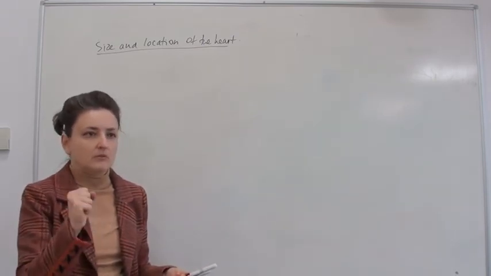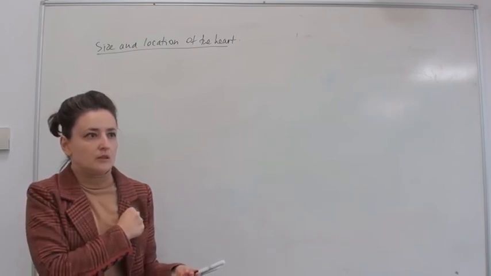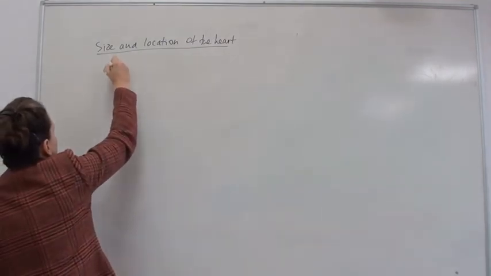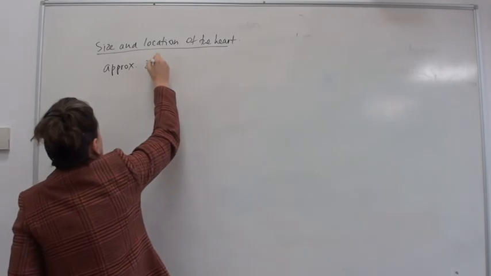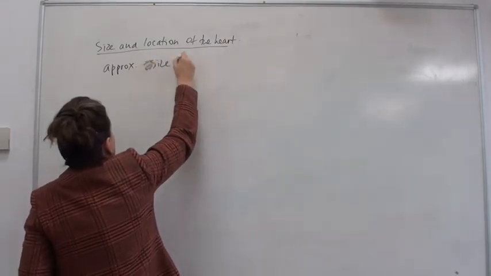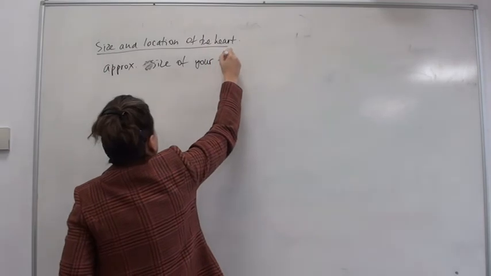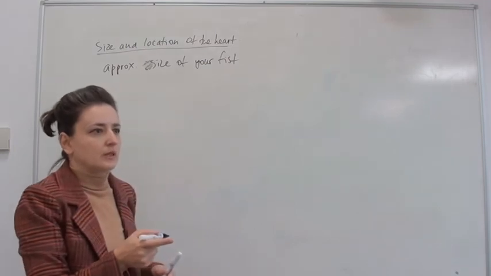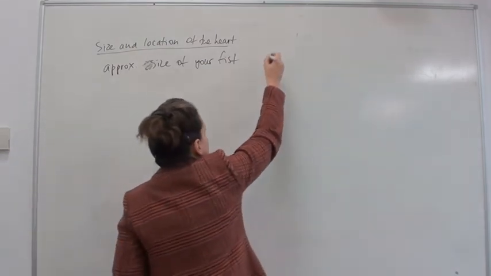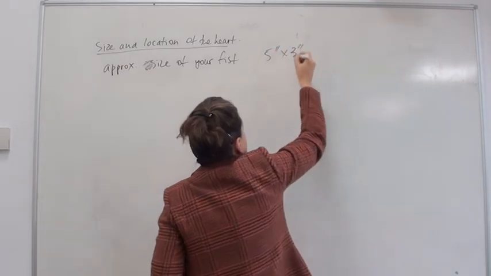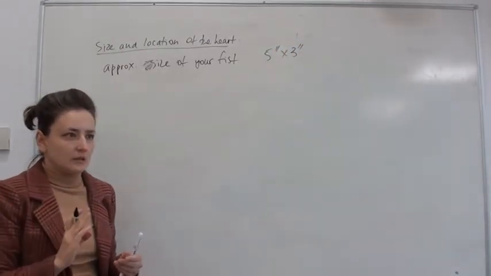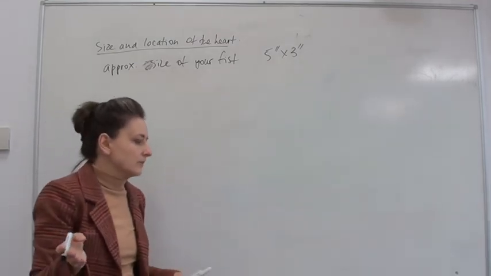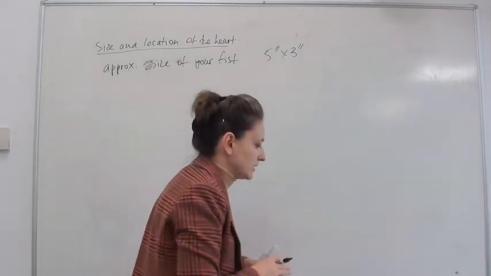So if you think about your fist, imagine that's inside your chest. Let's just write that down. So approximately the size of a fist. If you want more precise measurements, I've got an average, and I've got it in inches for whatever reason. So it's 5 inches by 3 inches as a rough average. As I said, it really will depend on whether you're male, female, big, small, physically fit, and all sorts of other things. But as a rough guide, that gives you an idea.